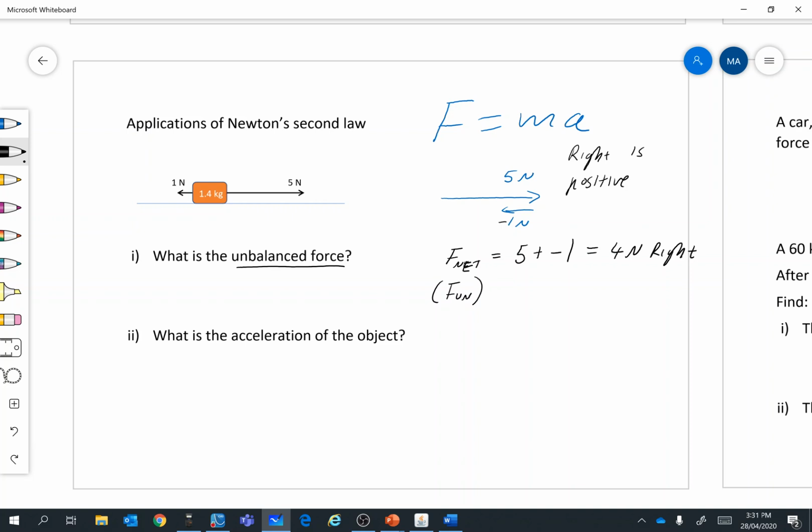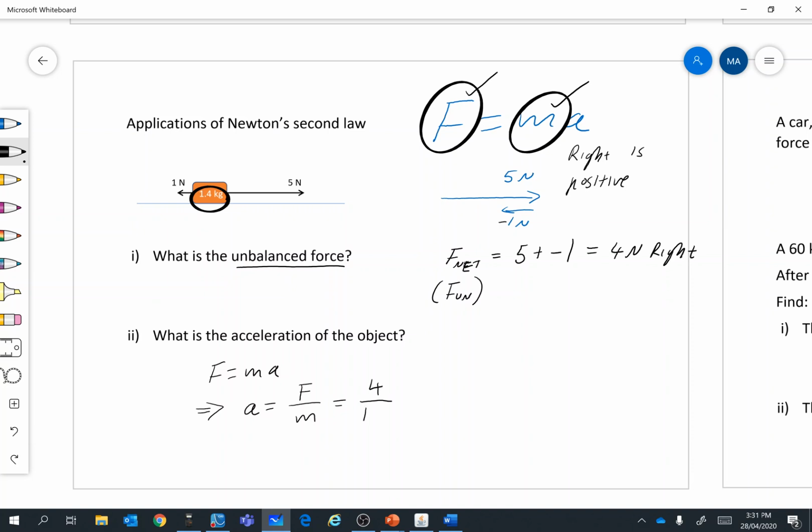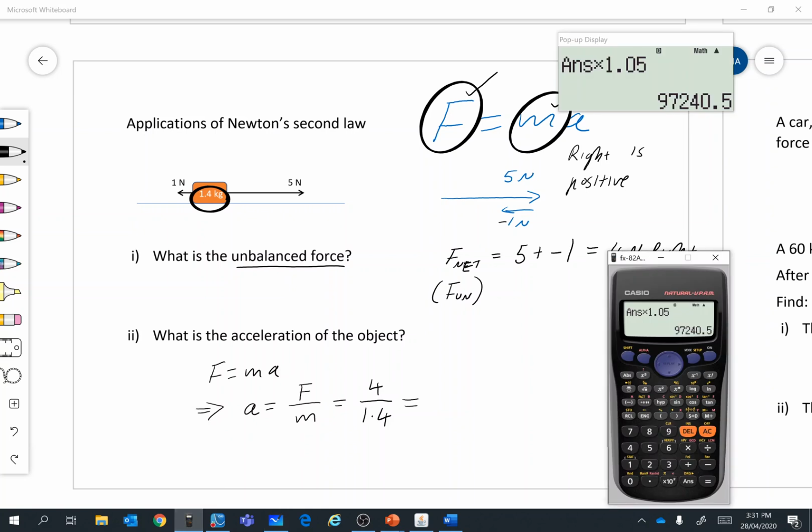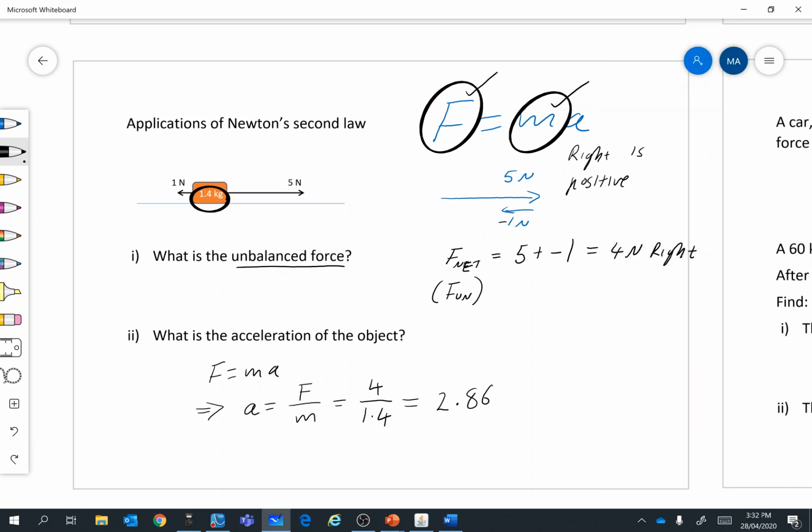So now we're asked, what is the acceleration of the object? Okay, so we know the net force acting, and we know the mass because it's written over here. It's 1.4 kilograms. So we're trying to find a. So that means we need to rearrange Newton's second law equation. If force equals mass times acceleration, that means acceleration equals force divided by mass. So the net force is the one we use. That's 4 newtons to the right, divided by the mass of the object, 1.4 kilograms. So the acceleration will be 4 divided by 1.4, to 3 significant figures, that is 2.86. And of course that's in meters per second squared, and it will accelerate to the right.